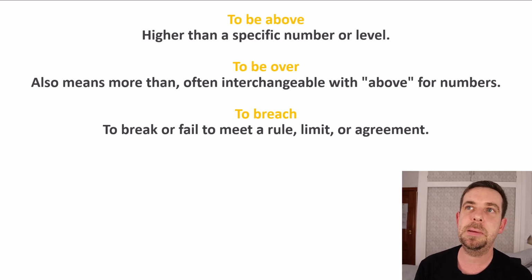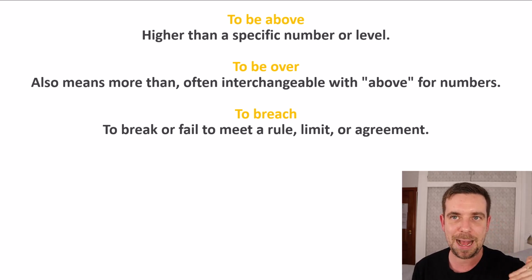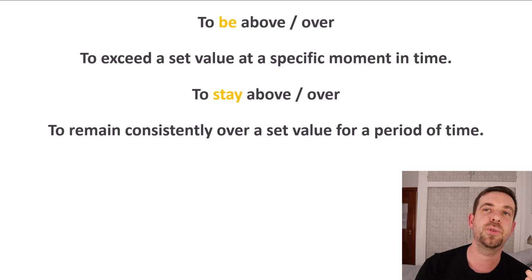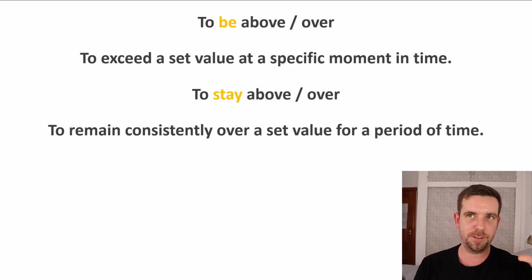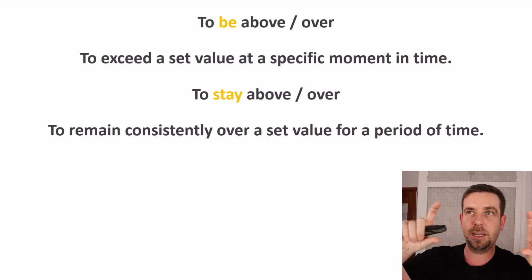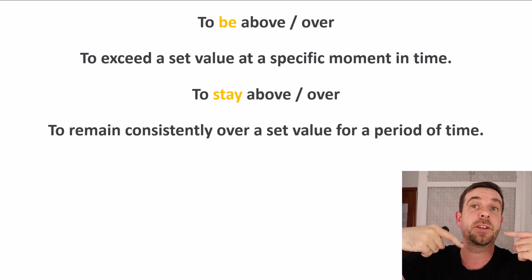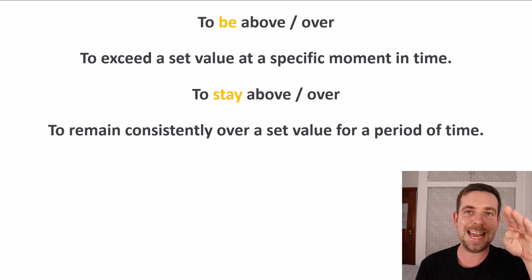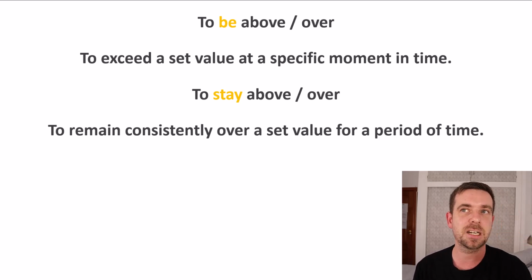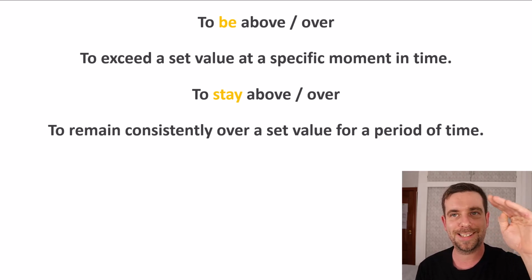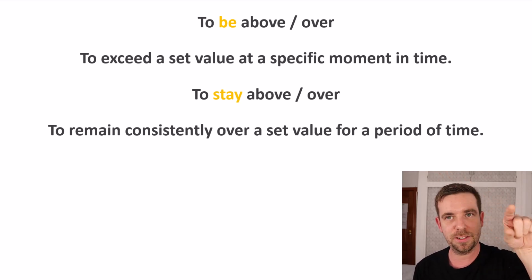So you can talk about to be above or to be over, it's higher than a specific level. To be over means more than, is often interchangeable. And then to breach is to break, fail to meet a limit, like you're going past the limit or agreement. Again, we have to be above or over, which means it is above or over at this specific moment in time. But then to stay over is the idea of to remain consistently above or over a set value. I think it's stayed over as in it's continued.